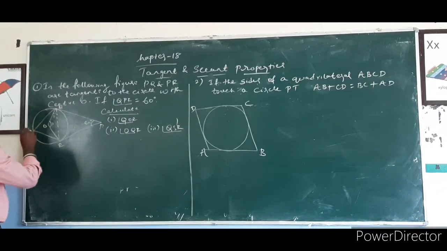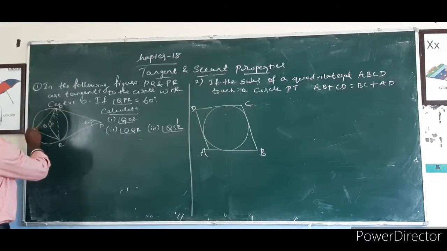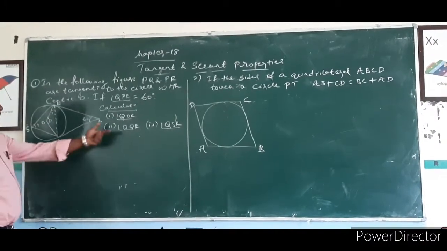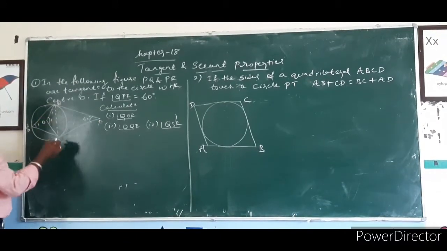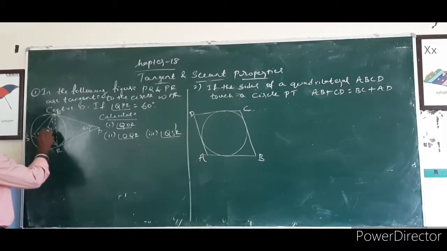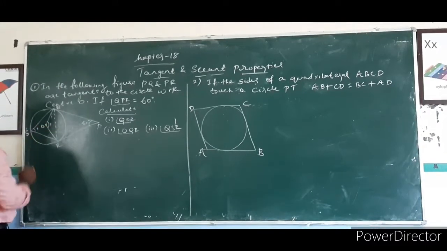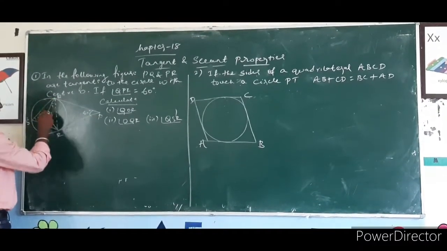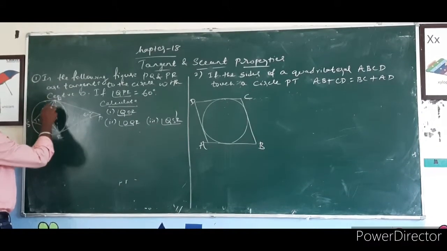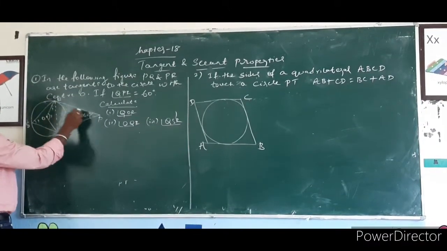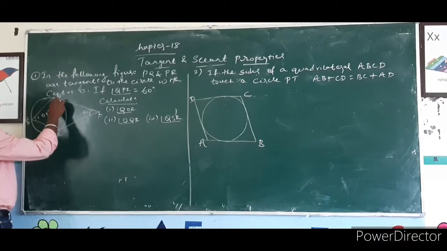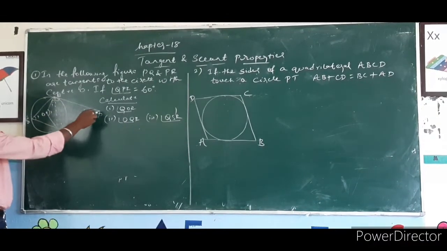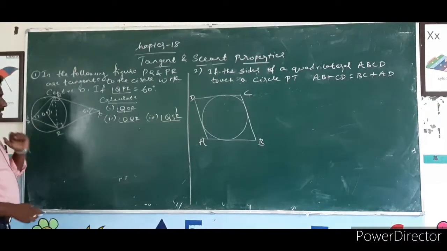And angle OSR, next we have to find out this one. First we have to find QOR. This is the center of the circle. PQ and PR are tangents, which means if you draw the line OQ to the point of tangency on PQ, this is 90 degrees, and OR touching the point on tangent PR means this is also 90 degrees.